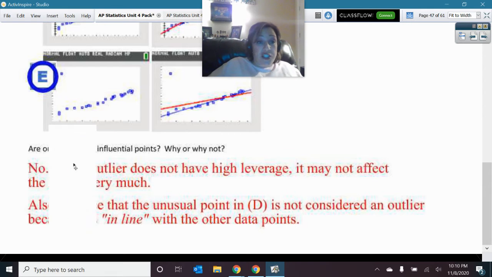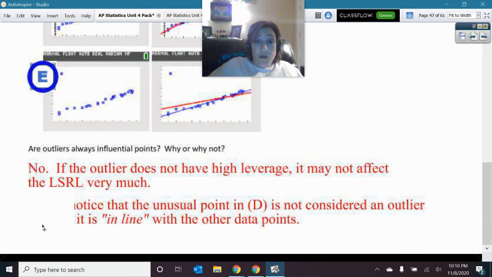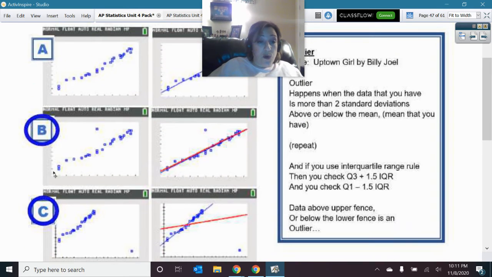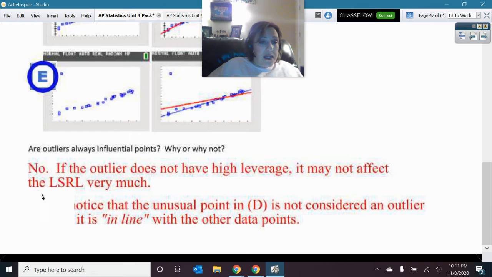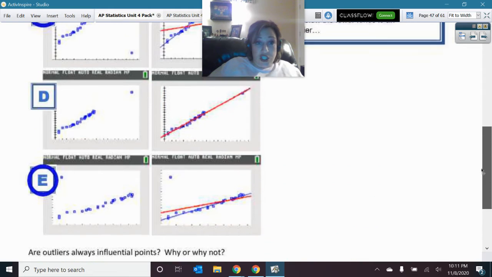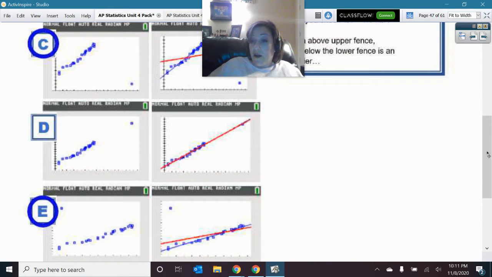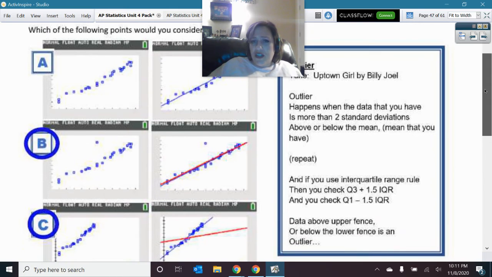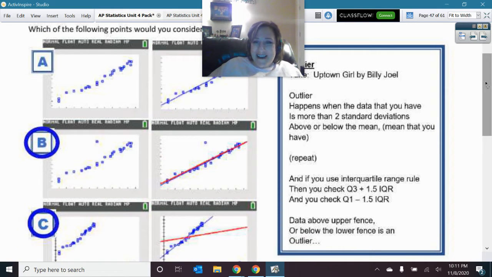So, question here, are outliers always influential points? And that is no, because if they do not have high leverage, then they may not affect the LSRL very much at all. And we saw that right here. Here is an outlier with very little impact on the LSRL. Very interesting. Okay. And then here, also notice that the unusual point in D, which I already mentioned to you, is not considered an outlier.